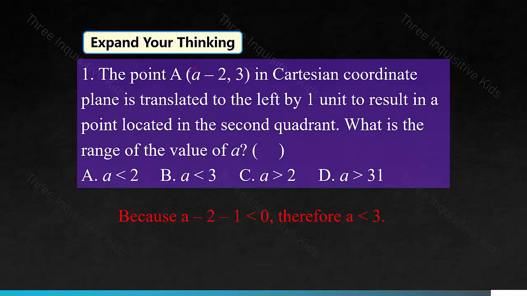So we can first view a - 2 as a whole because that is what we are given in our ordered pair. And we have to subtract 1 from it because we are moving this point to the left by 1 unit. And in order for it to be located in the second quadrant, its x-coordinate has to be less than 0. So a - 2 - 1 is less than 0. When you simplify, you get a is less than 3, which means our answer is B.